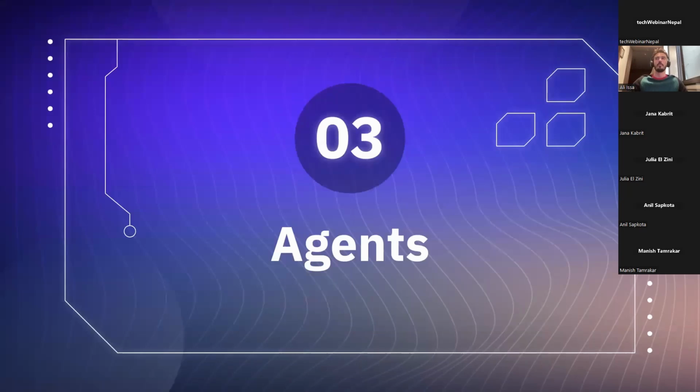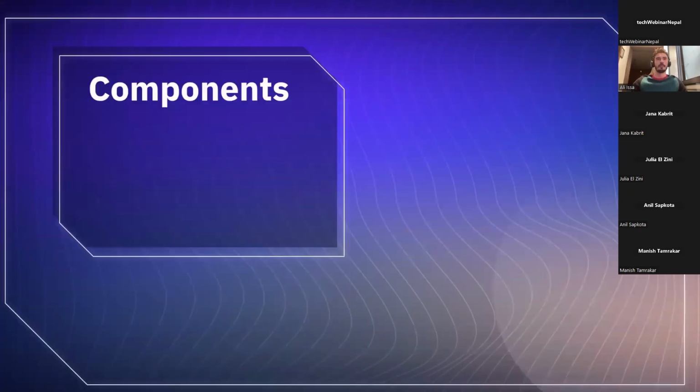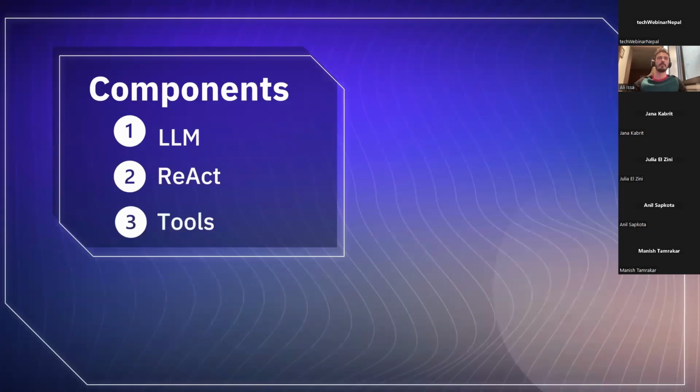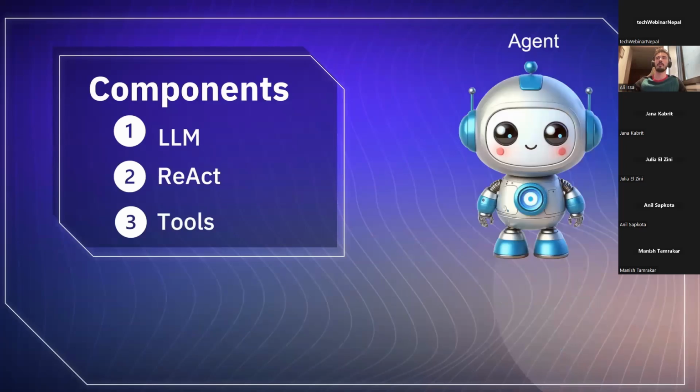So now we reach the agent. So what is an agent after this long introduction about the prompting techniques? Mainly, the components of the agent are an LLM, which you all know, ReAct, which we already explained, and the tools. So these three components combined will form something called an agent.